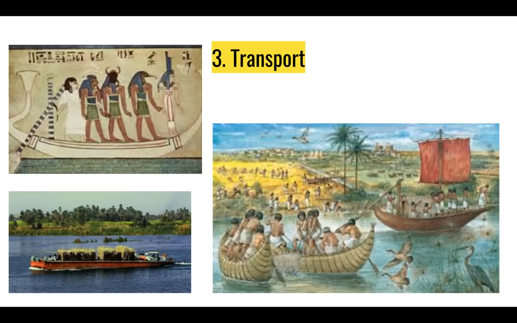So you can see here some images. The top left is one where we see this symbolic riding with the gods. But then down below, it's actually probably a more recent photo, and you can start to see how they're still using the Nile as a waterway to transport what looks like sugarcane in that particular image.